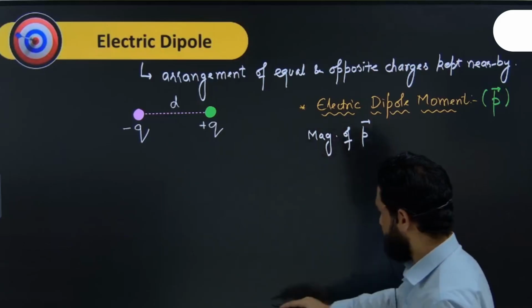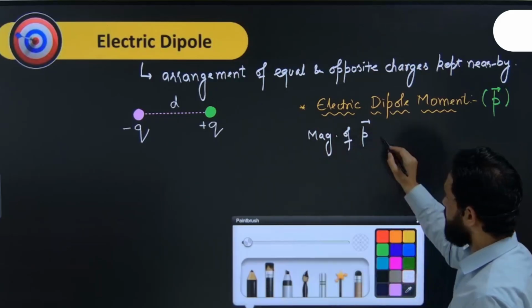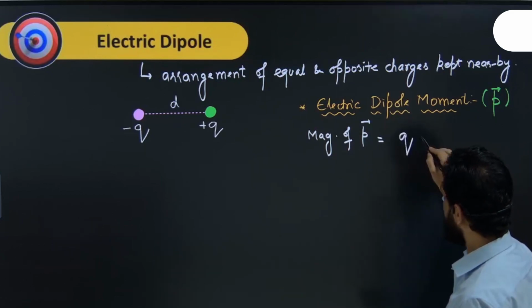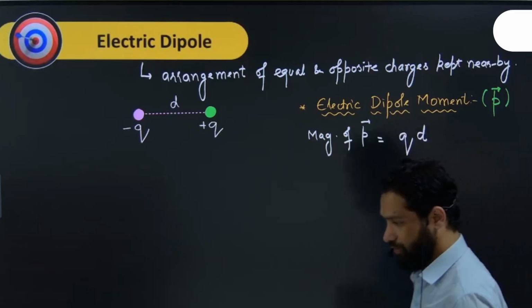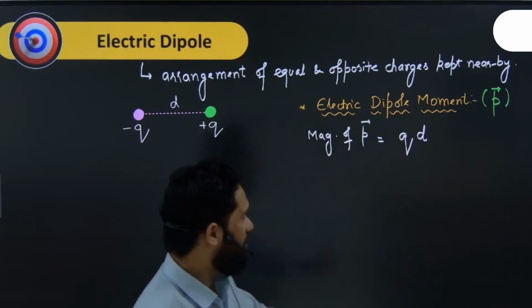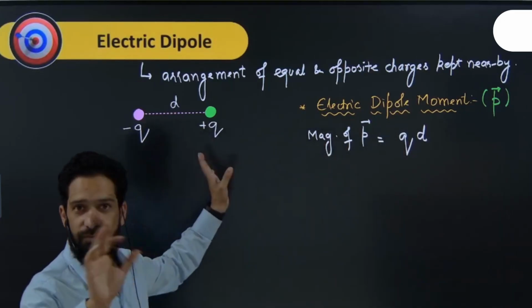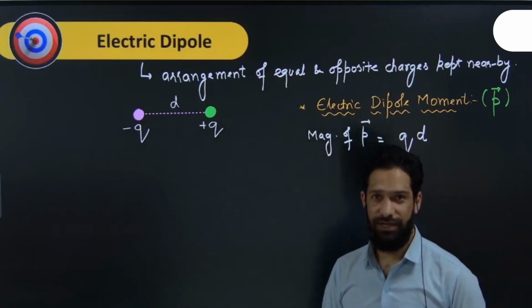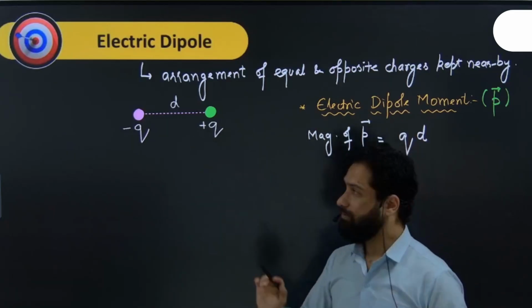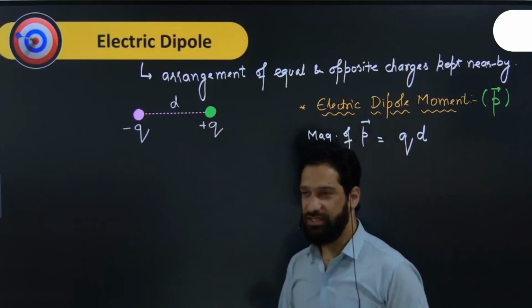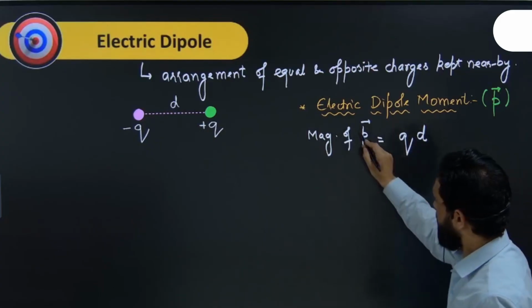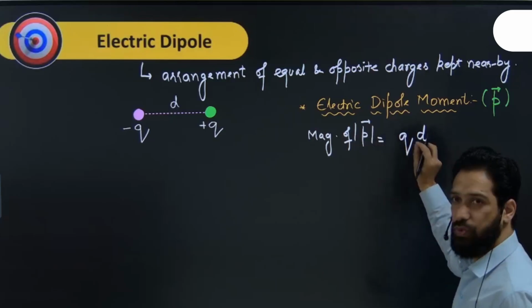Okay, so let's see what happens here. The magnitude of this electric dipole moment is given as one of the charges multiplied by the distance between them. So what you have to do is take one of the charges, either positive or negative, obviously they are equal and opposite, so you take the magnitude of it, whatever the charge is, and multiply by the distance between the two charges. So this is the magnitude of dipole moment. We write: magnitude of dipole moment is q into d.